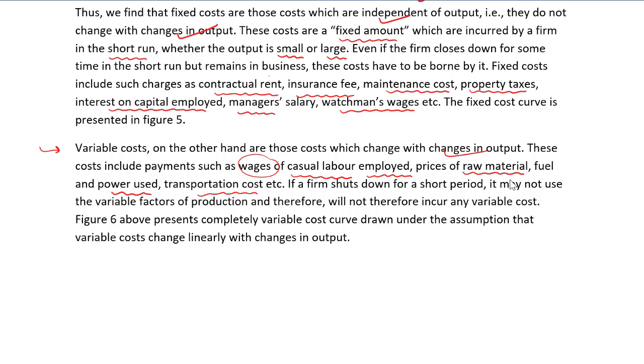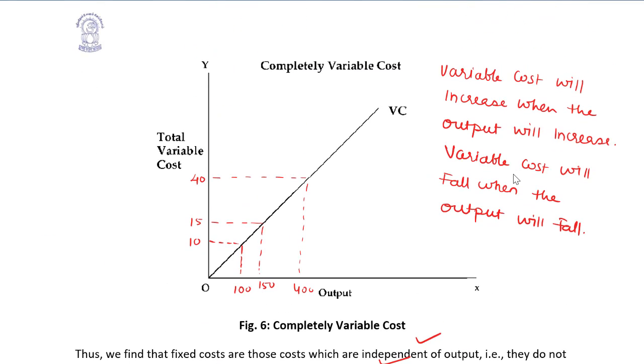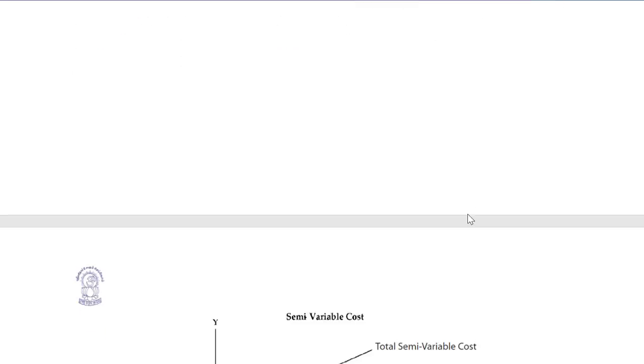If a firm shuts down for a short period, it may not use the variable factors of production and therefore will not incur any variable cost. Figure 6 represents the variable cost over here. The assumption is that variable costs change linearly with change in output. Just see it over here. This is variable cost. Let us continue.